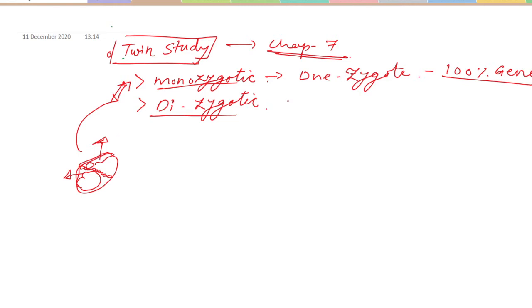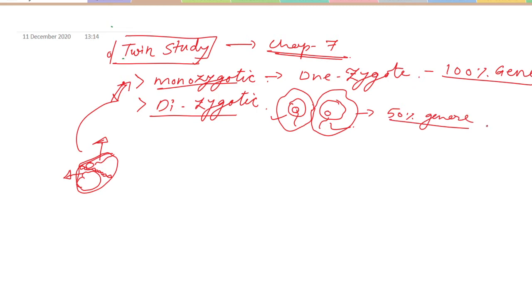Talking about dizygotic twins, there is a possibility of double ovulation, that in one menstrual cycle there will be release of two eggs, and at the time of fertilization both get fertilized, and that is how two zygotes are created, and that leads to dizygotic twins. They share 50% of their genes, which is common in regular terms.